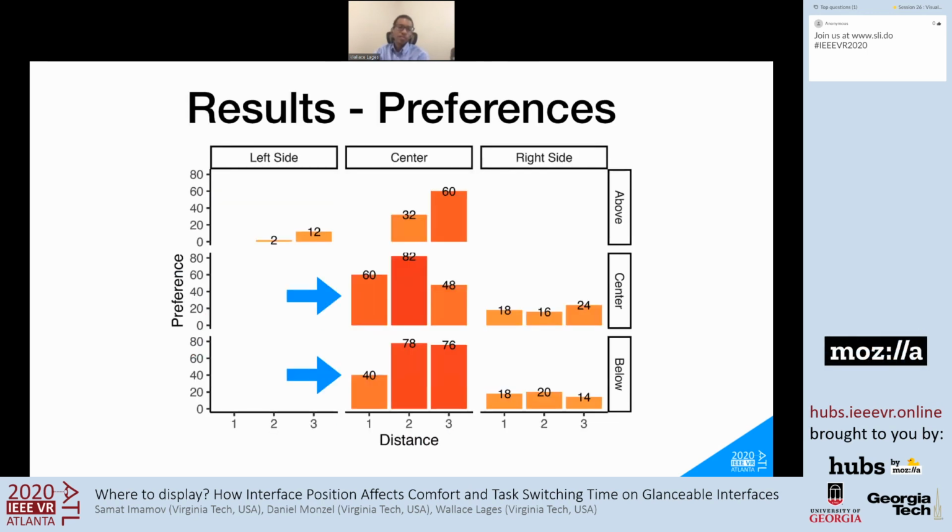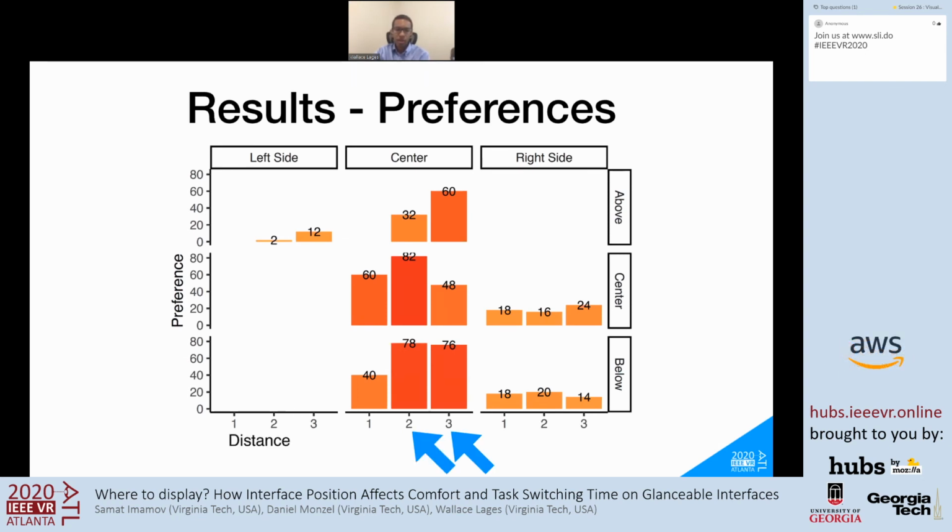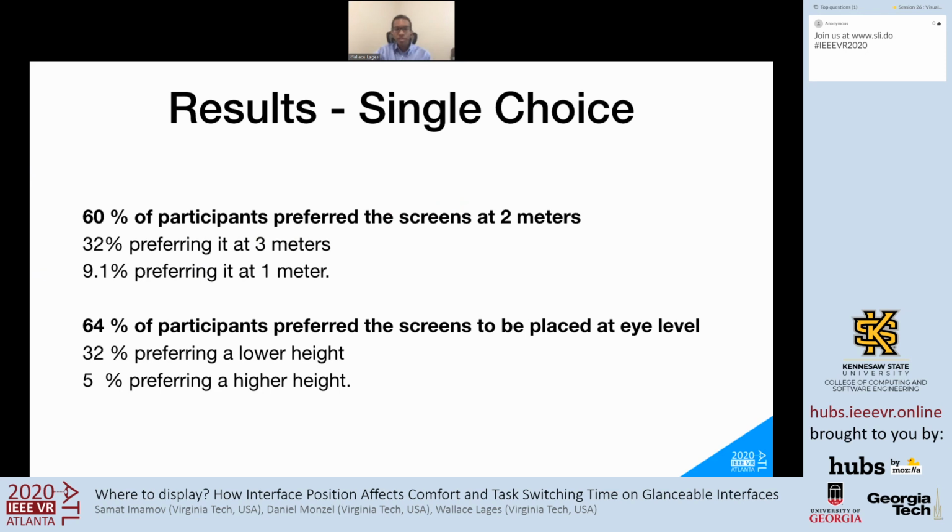Regarding the preferences, these are the weighted averages for the 5 best positions in terms of comfort. Participants clearly preferred the central and lower positions, indicated by the blue arrows. Within these two groups, the distances of 2 and 3 meters were ranked better than the closest one, which is the one at 1 meter. When we asked the participants to choose a single most comfortable position, 60% of them preferred screens at 2 meters and 64% preferred screens at eye level.